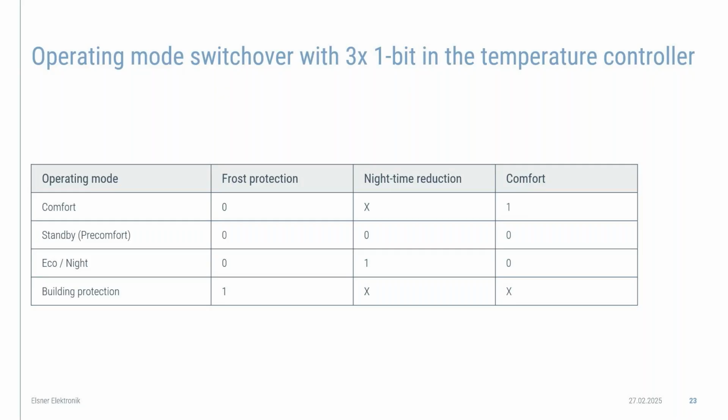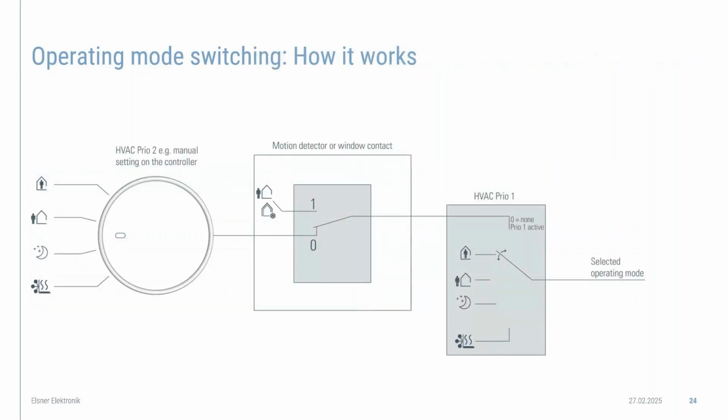Let's have a look at how the operating mode switchover is actually working. As we all know, energy consumption plays a major role these days. We don't just want to control the heating, we also want to make it smart. For example, we have the option of switching the heating on when people are present in the room and lowering the temperature when they are absent. Another option is to lower the heating when the windows are opened, so we don't put all the warm air out of the window. Otherwise, we could also just throw heating money out of the window.